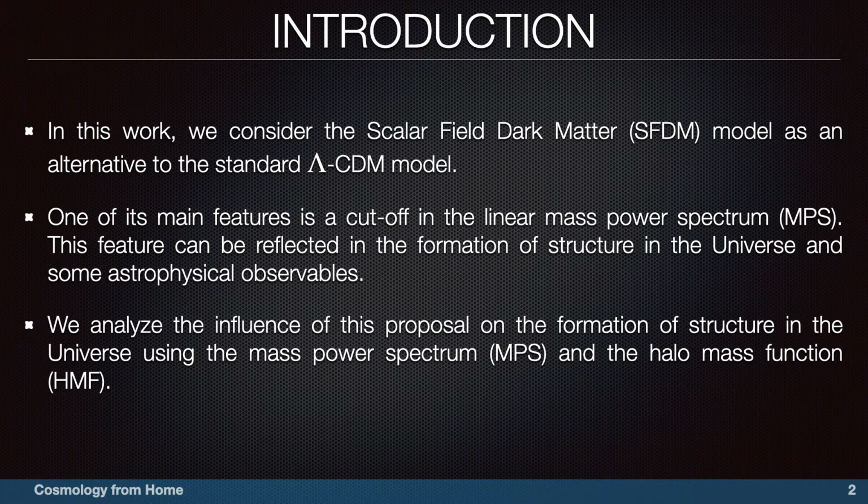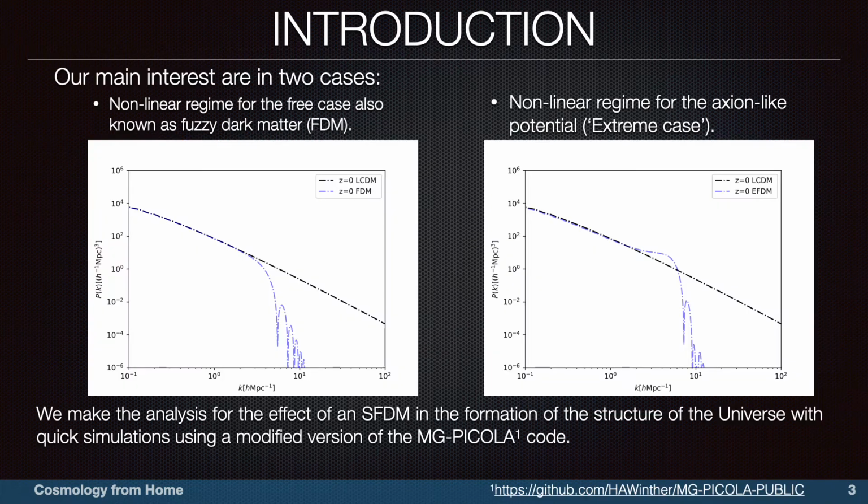But why the scalar field dark matter model? This model proposes that dark matter is a very light particle with a mass around 10^-21 eV that behaves as a whole like a classical wave. This model has a characteristic feature: a cutoff in the linear mass-power spectrum that can be reflected in astrophysical observables. So, in particular, we are interested in the nonlinear regime of two cases.